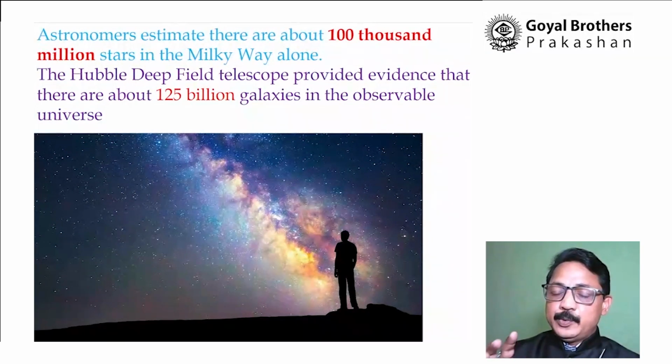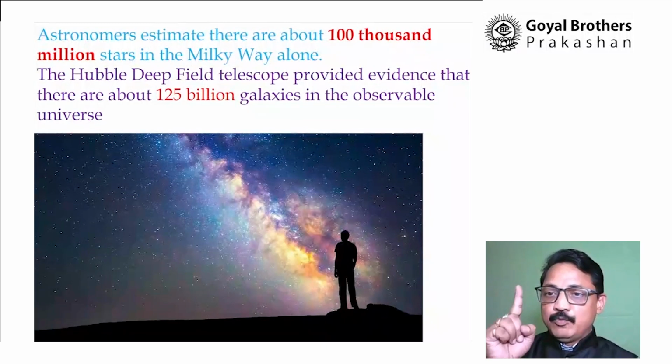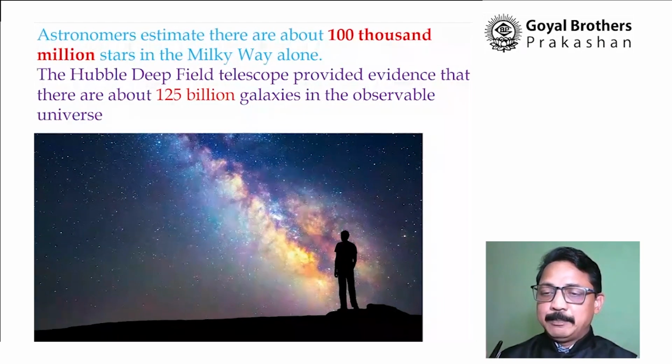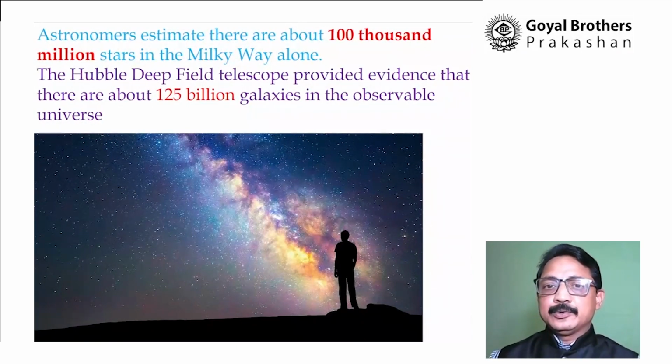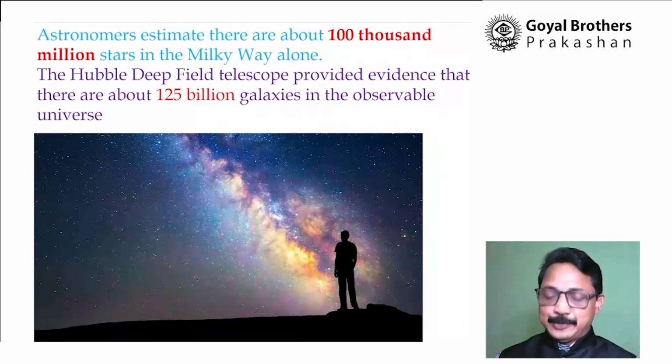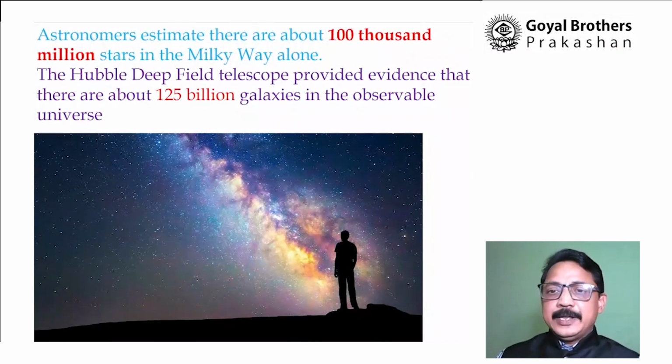And out of these 125 billion galaxies, one galaxy is our Milky Way galaxy, which is home to our planet Earth. Dear students, the universe is just unimaginably huge in size. Now here you are looking at one of the arms of this Milky Way galaxy, and of course it is Orion Spur that is visible to us. If the sky is very clear, we may be able to see that one.